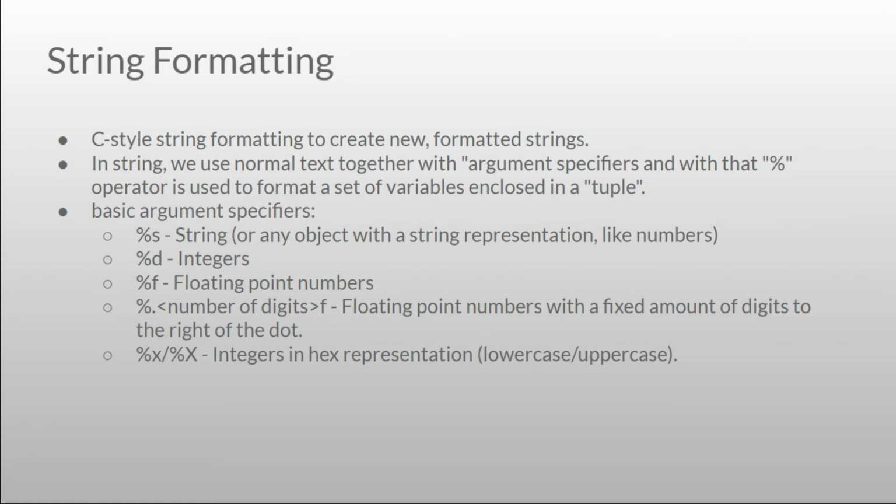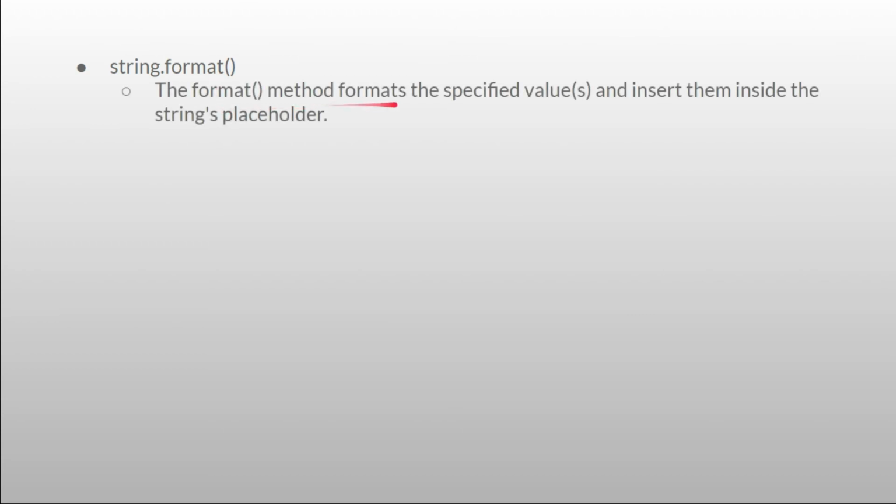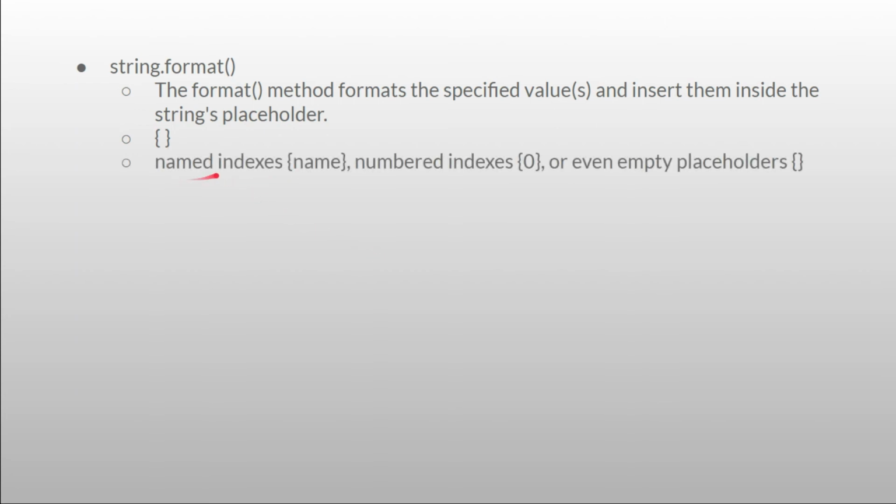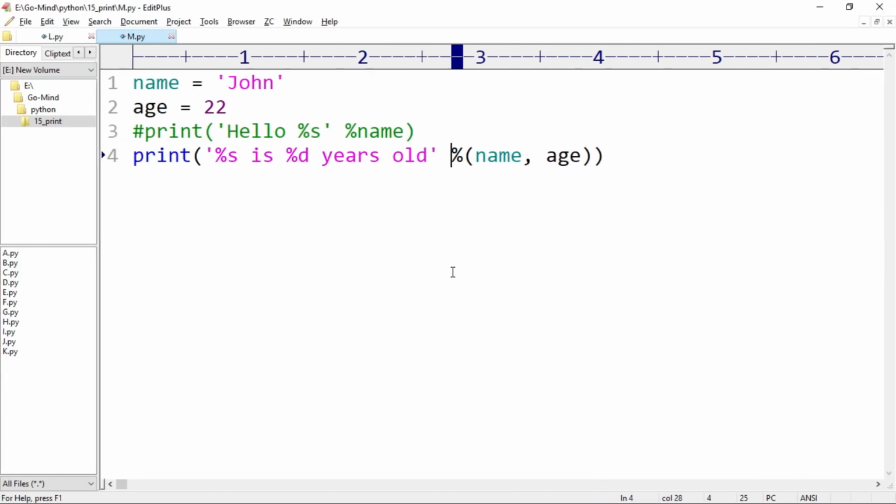Okay. Now there are different types of string formatting. Let's see. In the string class we have a method called format, which formats the specified values and inserts them inside the string's placeholder. The placeholder is defined using curly brackets. These can be identified by using named indexes, numbered indexes, or even empty curly brackets. Let's see this with the help of an example.